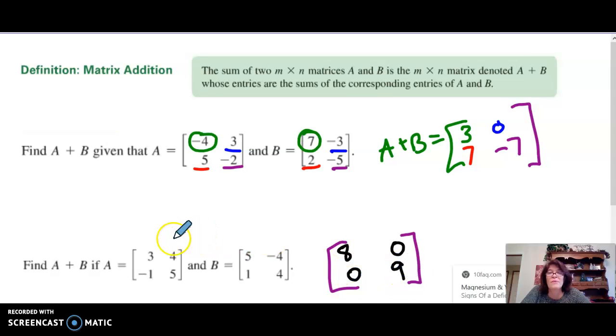Okay, hopefully this is what you got. You added the corresponding parts and got 8009.